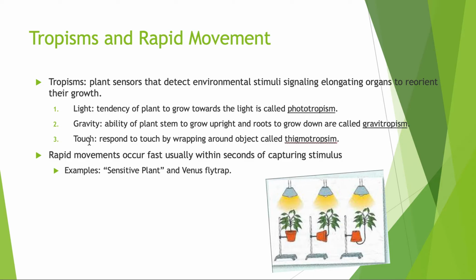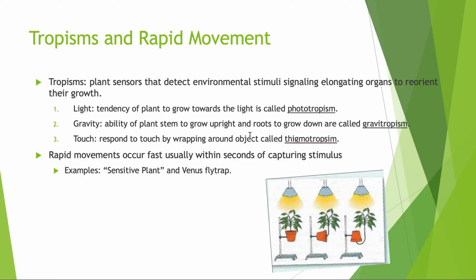Now, not all plants have this. These are seen mainly in vines and things like that. This is called thigmotropism, which is when plants respond to touch with growth. So if it's next to a structure, it will pretty much grow around that structure. That's why you see it in vines, because they will wrap around a structure and pretty much grow on that structure.